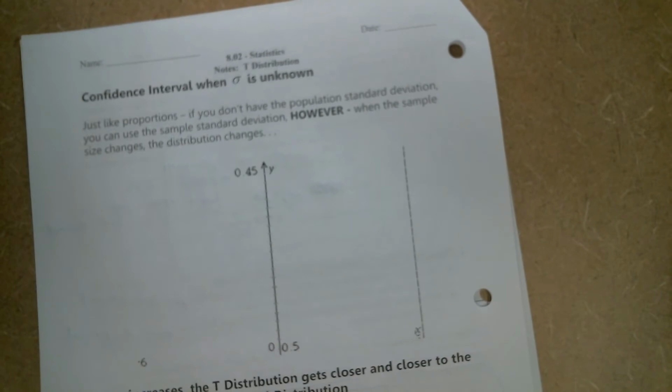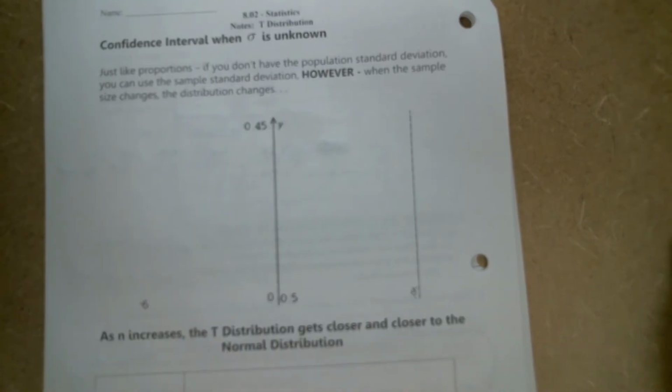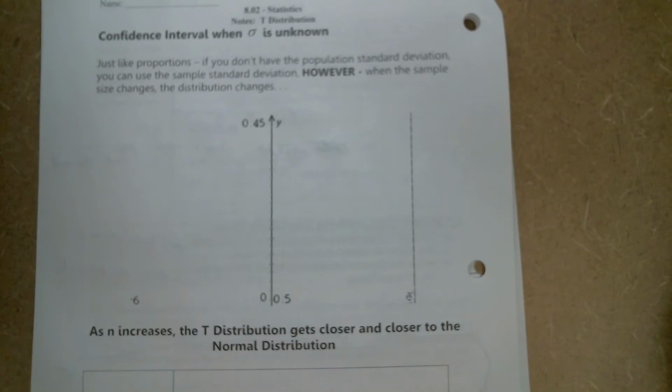However, when the sample size changes, the distribution changes. So we're not going to be using the normal distribution when we do this. We're going to be using something called the t distribution. Now, the t distribution is very similar to the normal distribution. And as your sample size increases, the t distribution gets closer and closer to the normal distribution. So if your sample is sufficiently large, it's pretty much going to give you the same answer whether you use normal or t. But technically, we always use the t distribution.